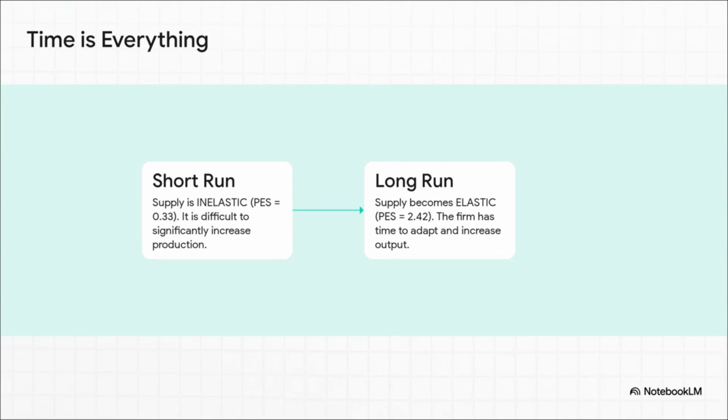Let's take a computer maker, for example. In the short run, we're talking just a few weeks, their supply is pretty inelastic. They're limited by their current factory, their current staff, the parts they have on hand. But give them a few months, the long run, and the whole picture changes. They can hire more people, order more components, maybe even expand the factory. Their supply becomes very elastic. Time is that magic ingredient that gives businesses the power to adapt.